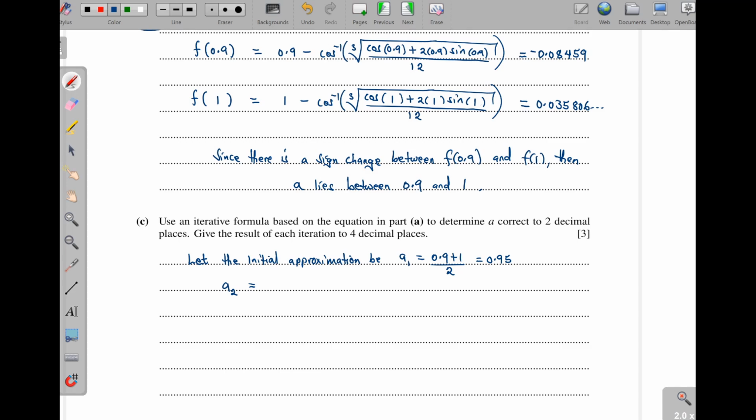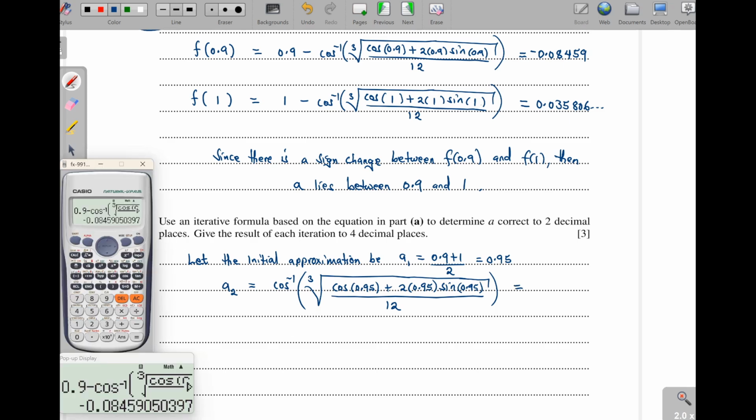So this one is going to be the arc cos of the cube root of cosine of 0.95, plus 2 times 0.95 times sine of 0.95, then you divide by 12. Now what do you get here? Remember, your calculator has to be in radians, not so?